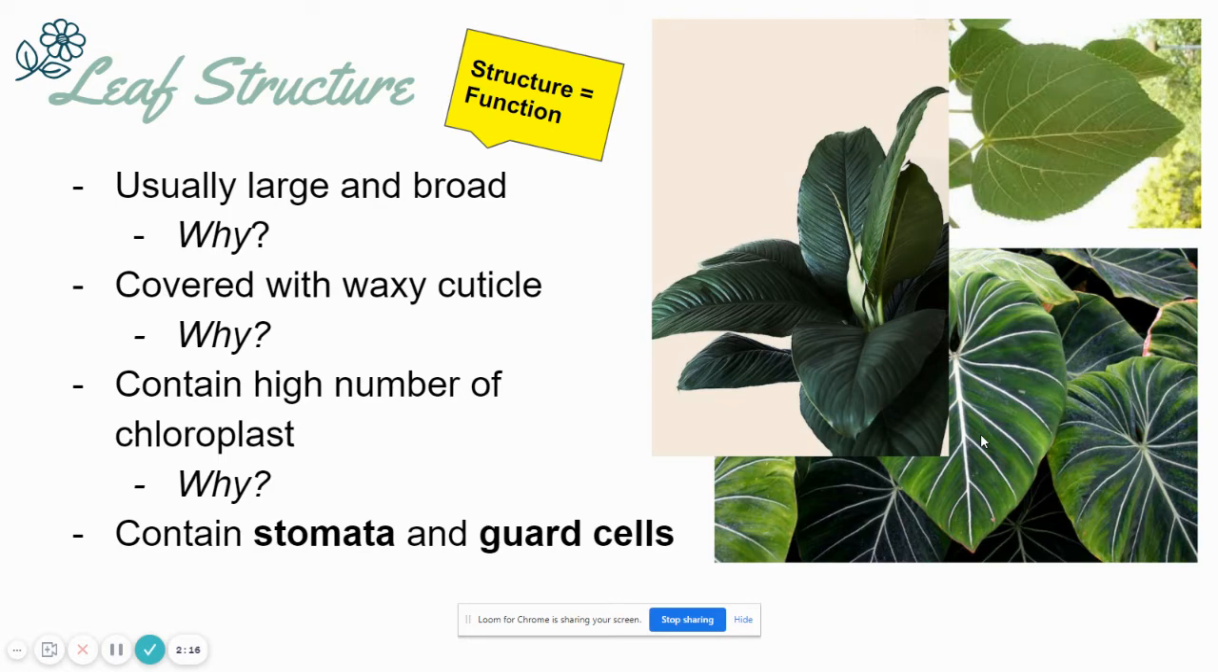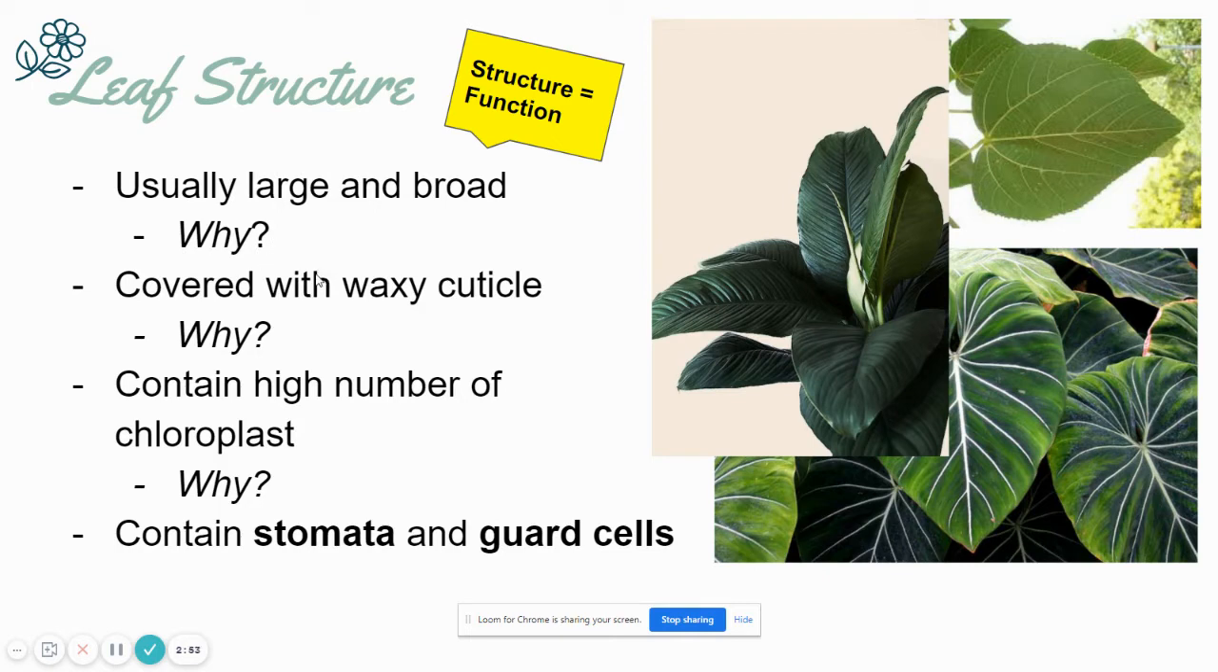Leaves are usually large in size and broad, which means that they are wide, okay? And if we take a look at the structure of a leaf, it makes sense because the larger or the wider something is, the more surface area it has, okay? So by increasing the surface area of a leaf, you are maximizing the amount of space available to conduct photosynthesis, because you are increasing surface area for absorbing more sunlight. So leaves are usually large and broad to increase surface area to absorb more sunlight.